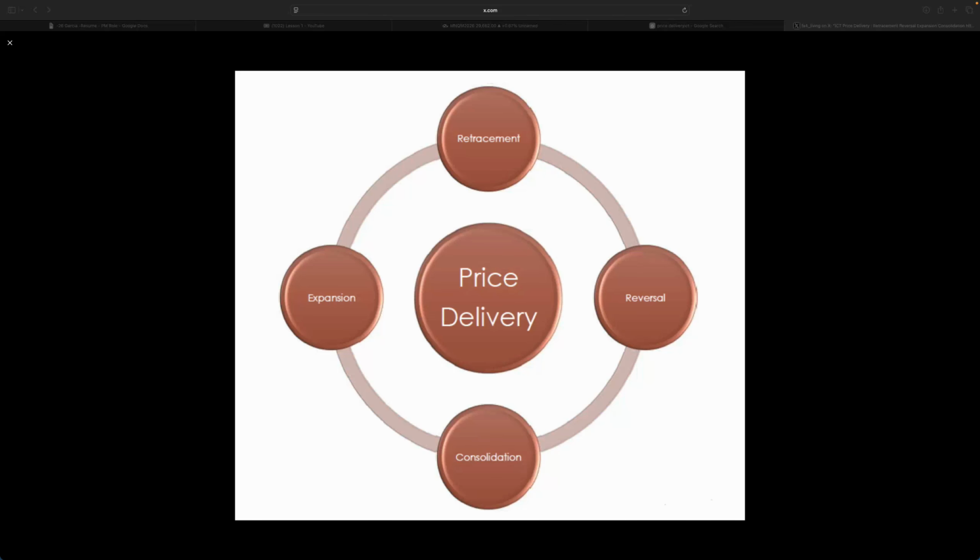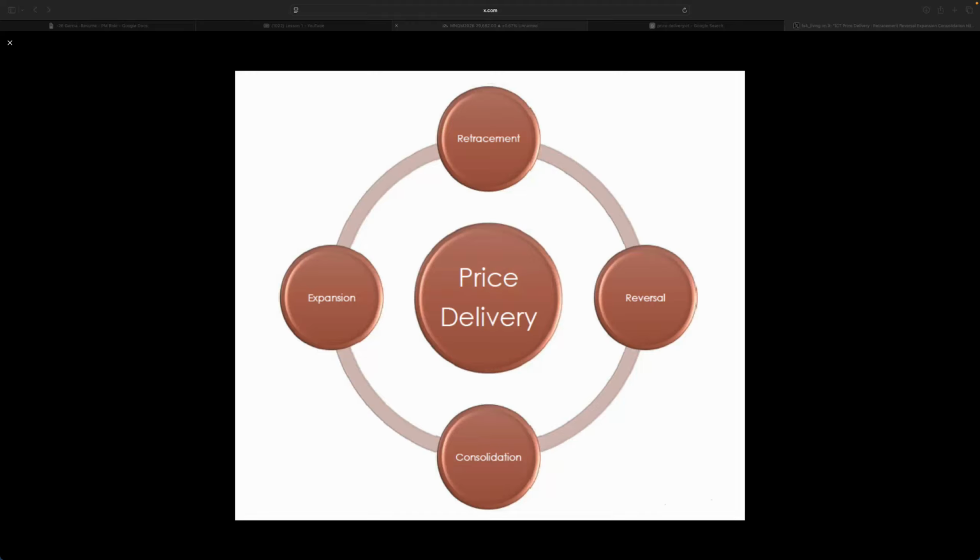All right, so I wanted to touch base on the price delivery that ICT has. This is pretty much how price moves throughout the day, and it all starts with consolidation. So for lesson two, I wanted to dive a little deeper into how the market moves and how I utilize this to find these setups in the market.